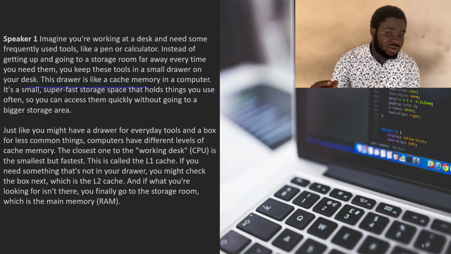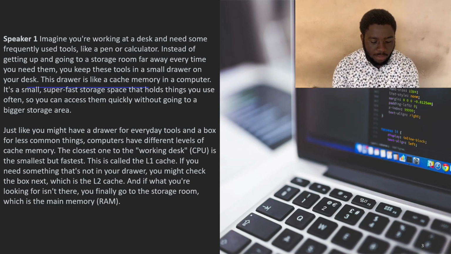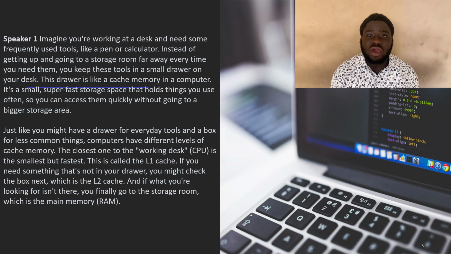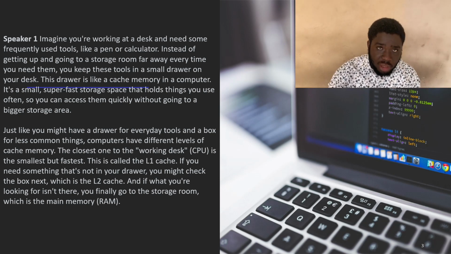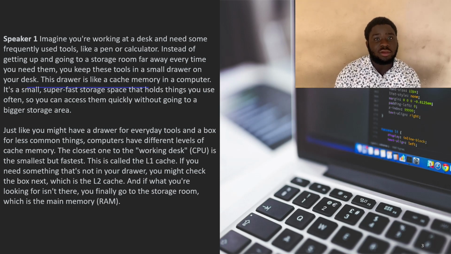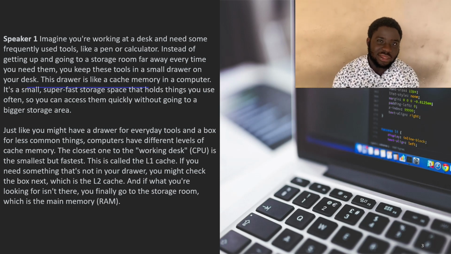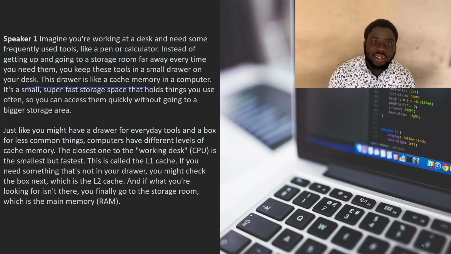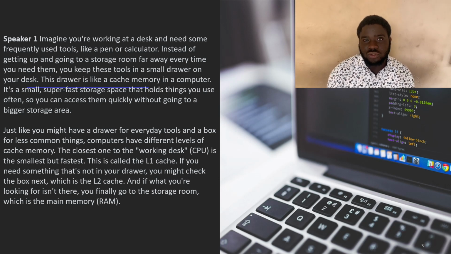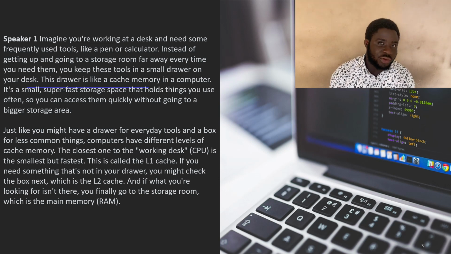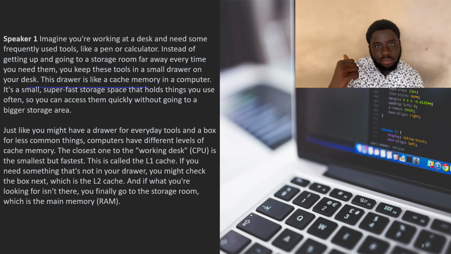Just like you might have a drawer for everyday tools and a box for less common things, computers have different levels of cache memory. You have the level 1 cache, level 2 cache, level 3 cache, and then the main memory. When you make a request for information, the system first checks the level 1 cache to see whether the information is stored there. If it's not there, it goes to level 2. If level 2 has no information, it goes to level 3. And if level 3 doesn't have it, it goes to the main memory.